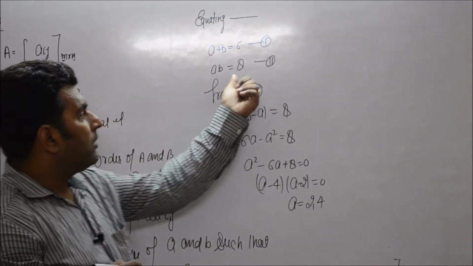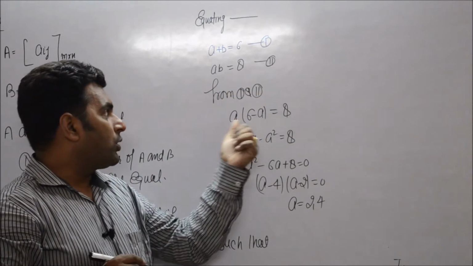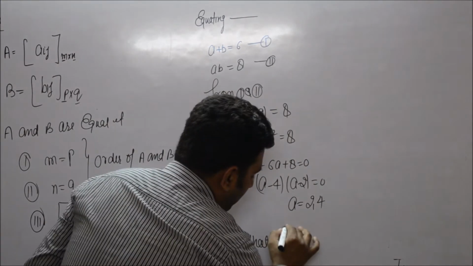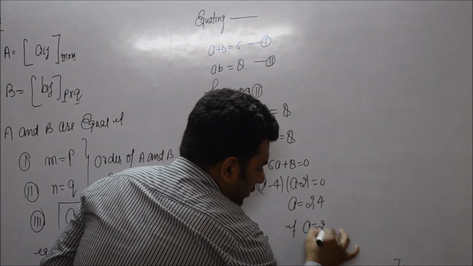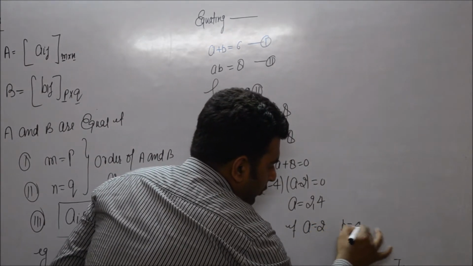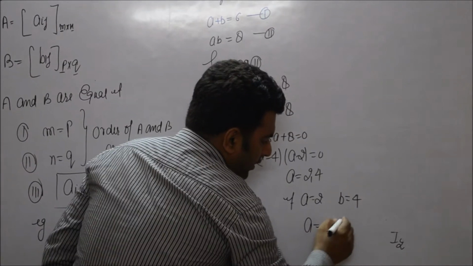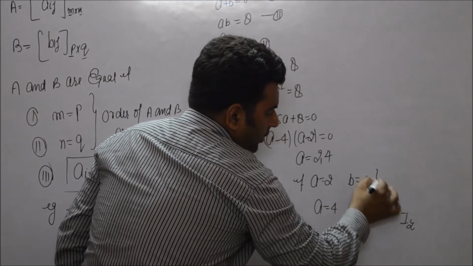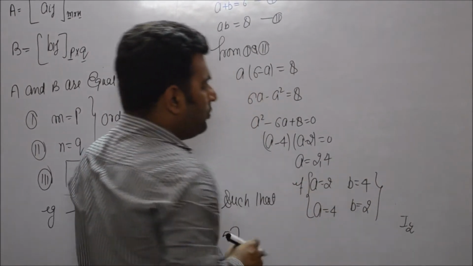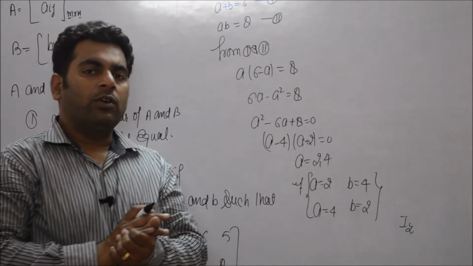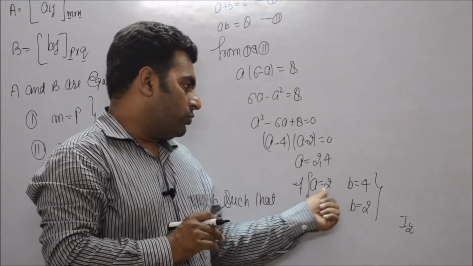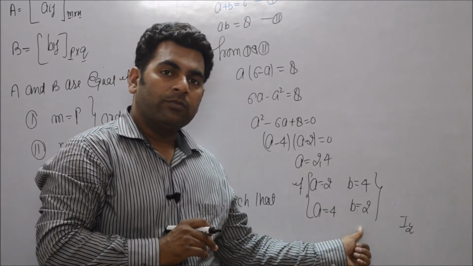Now if you look at equation 2, the product of a and b is 8. So if a is 2, then equation 2 says b is 4. If we take a equals 4, then the value of b from equation 2 comes 2. So these are the possible values of a and b: a is 2, b is 4, or a is 4, b is 2.